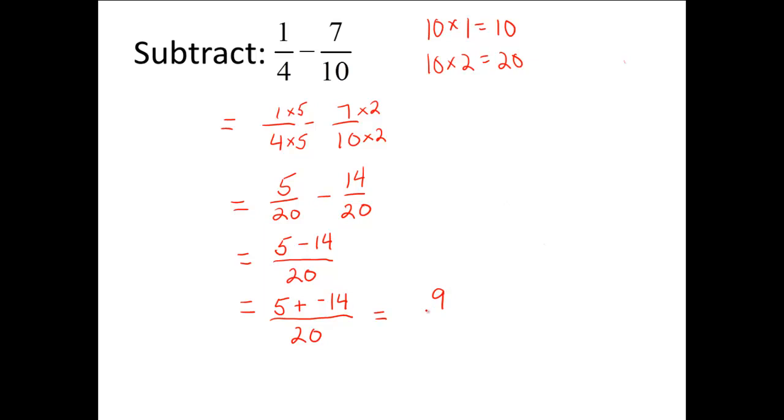And then we will keep the sign of the dominant number. The number with the larger absolute value is 14. 14 is negative, so our answer is negative. So our final answer is negative 9/20.